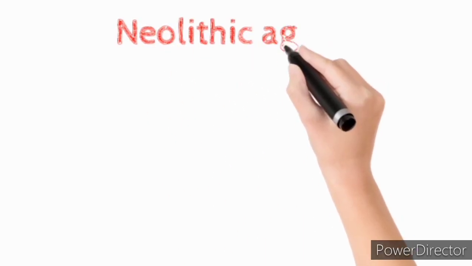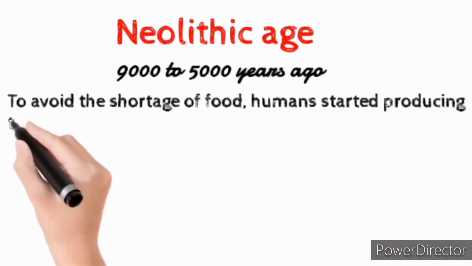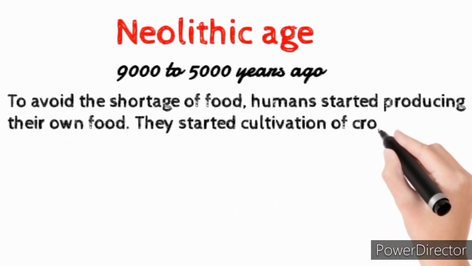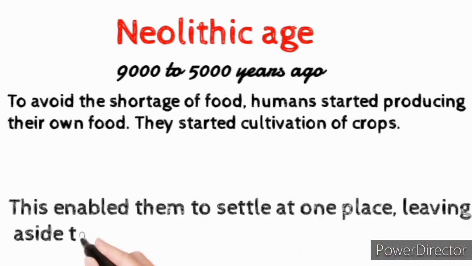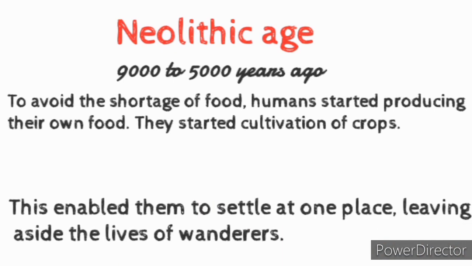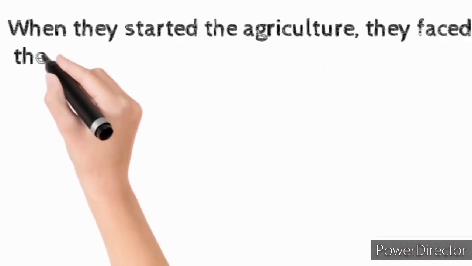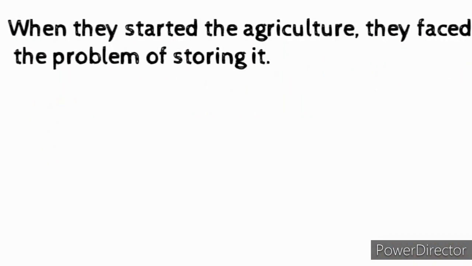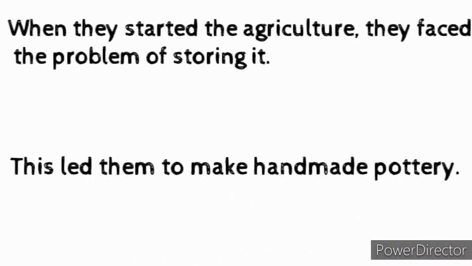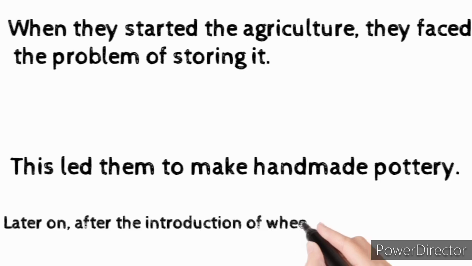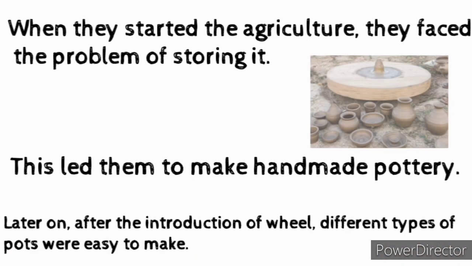Next is Neolithic age. To avoid the shortage of food, humans started producing their own food. They started cultivation of crops. This enabled them to settle at one place, leaving aside the life of wanderers. When they started agriculture, they faced the problem of storing it. This led them to make handmade pottery. Later on, after the introduction of wheel, different types of pots were easy to make.